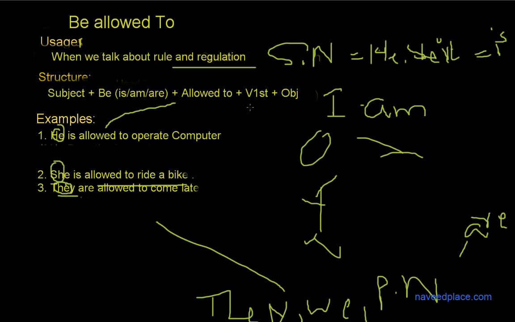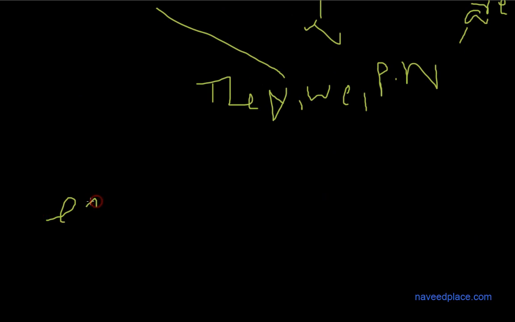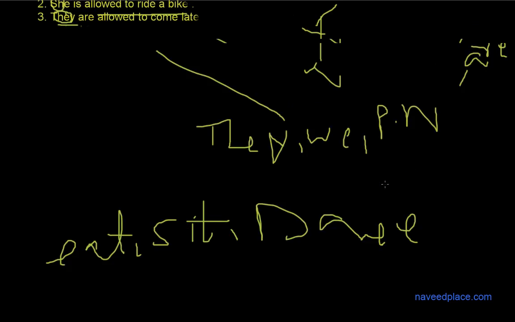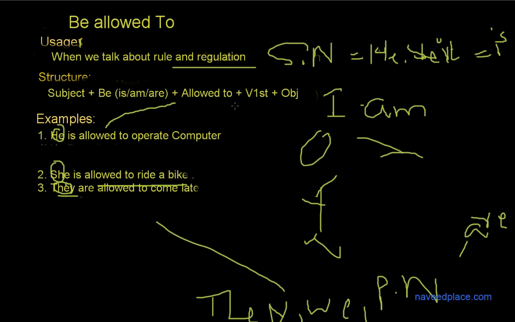As you know, how many forms of verb do we have? We have four forms: first form, second form, third form, and fourth form. Here we are using the first form. And what is the meaning of verb? A word which is used to indicate an act is called a verb. For example, eat, sit, dance, all these words define an act. Here we have operate, ride, come.